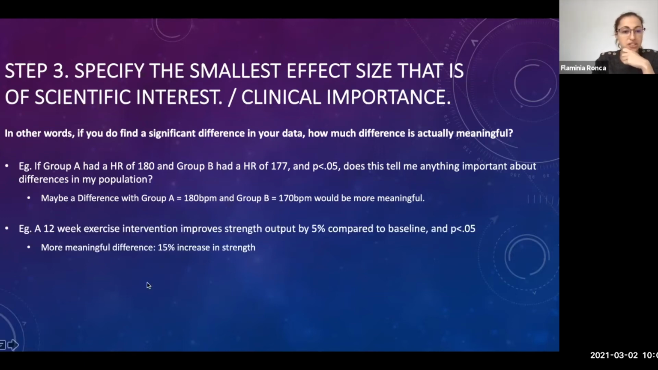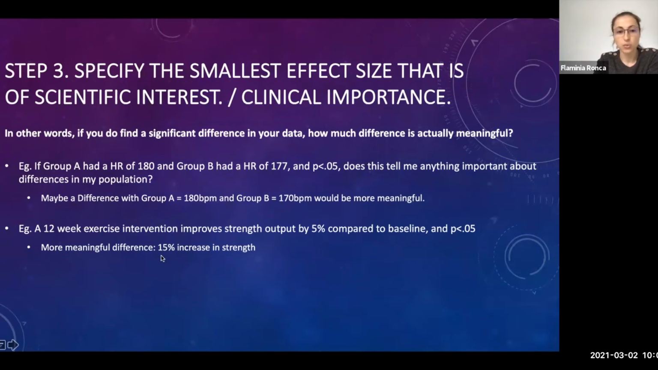Another example, apologies, these are all sports examples. A 12-week exercise intervention improves strength output by 5% compared to baseline. So if you get people to exercise for 12 weeks and after 12 weeks, all you get is an increase of 5% in their strength, is it worth putting all that work in for 3 months? Maybe not. So even if it's statistically significant, your intervention isn't worthwhile. So maybe you would expect a change of 15%, and then you'd say, okay, yes, it's worth all of that effort to get a 15% increase.